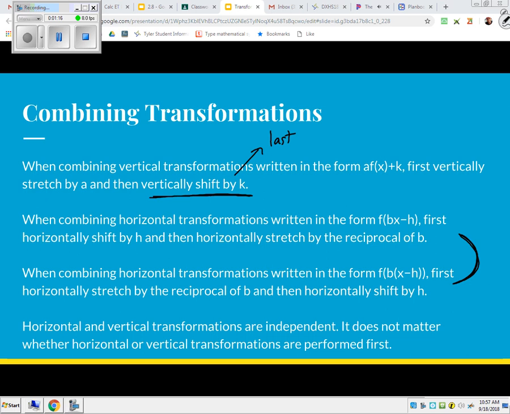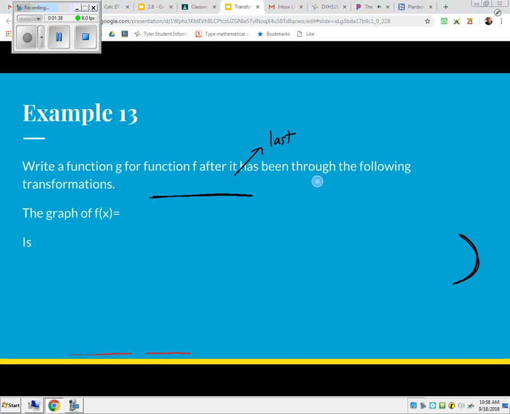With that being said, this is a totally true statement, but you will see me do all my horizontal stuff first. It just makes more sense in my head to do it first, and we're just going to try to work them all the same way. And then we'll do all of our vertical stuff second. So everything that's inside the function will be first. Outside the function, we'll do it second.